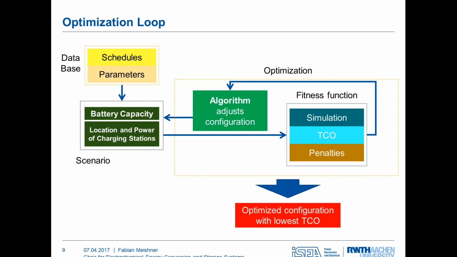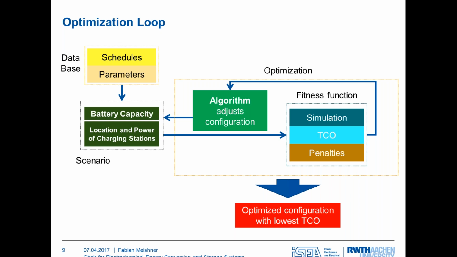And having this, we can then define a first scenario, which means that we choose a battery capacity for the buses or for each bus individually, and we choose some locations and power of charging stations. And for this scenario or technical configuration, we then calculate with our simulation the total cost of ownership. So we play it through for 12 years and look how it's behaving.